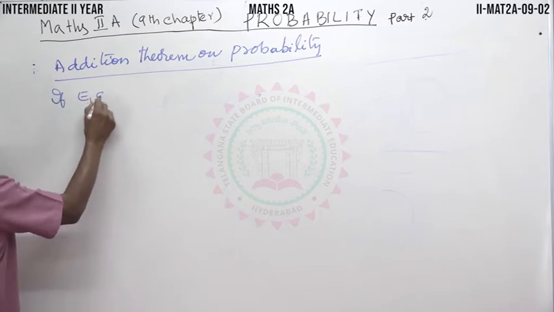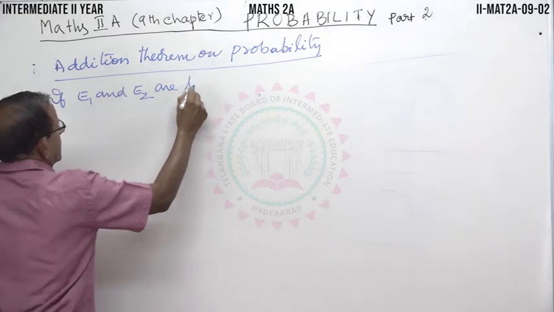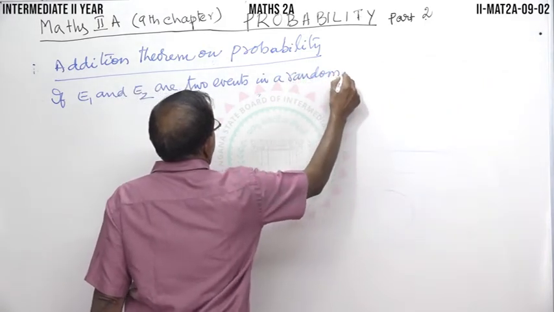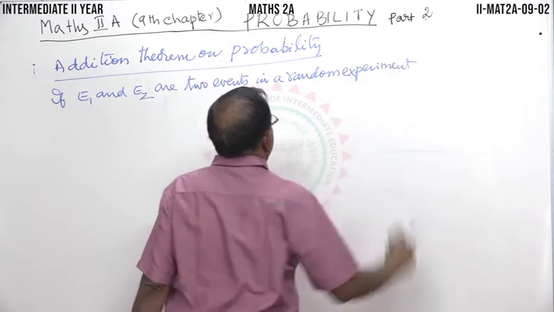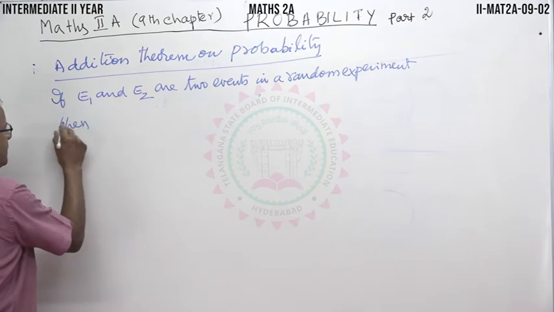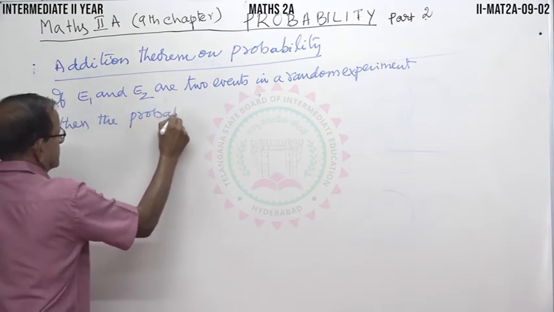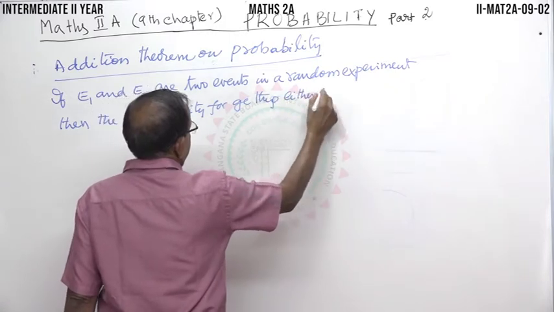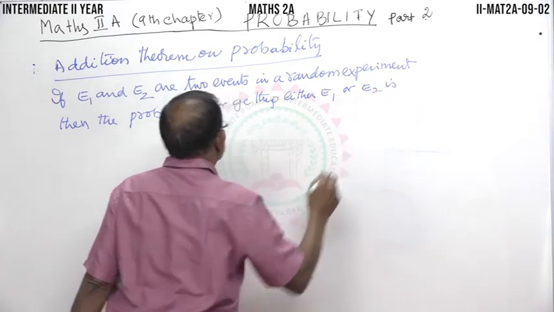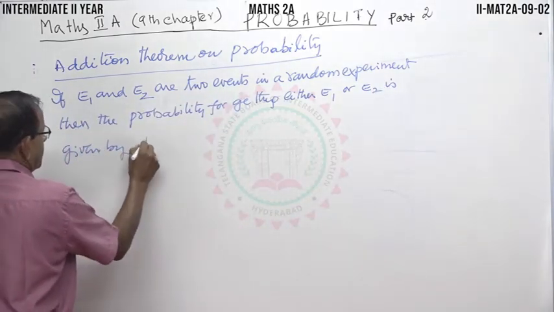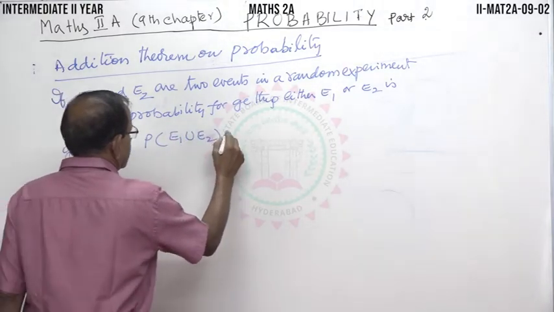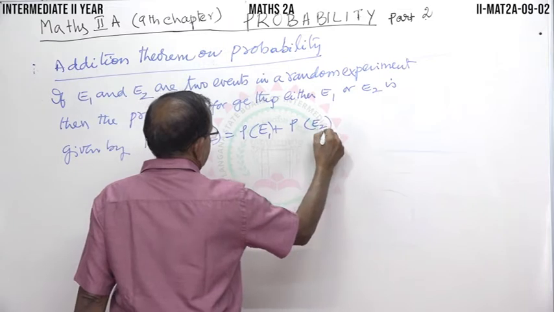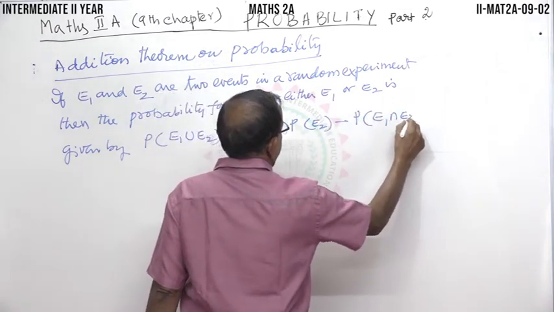If E1 and E2 are two events in a random experiment, then the probability for getting either E1 or E2 is given by P of E1 union E2 is equal to P of E1 plus P of E2 minus P of E1 intersection E2.